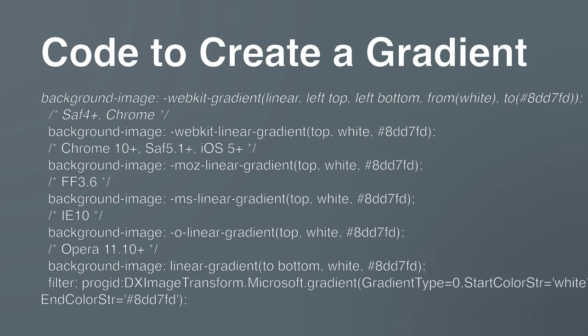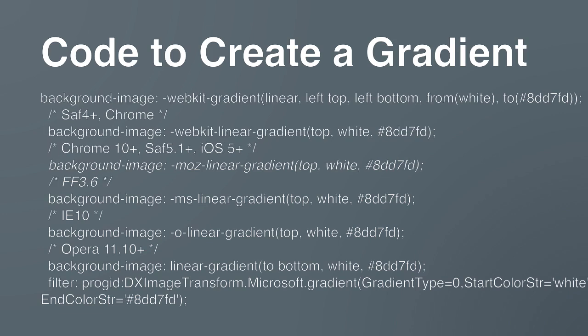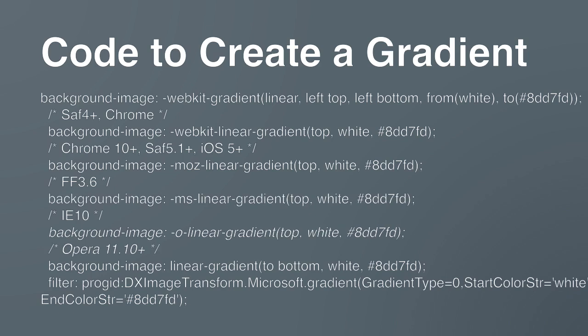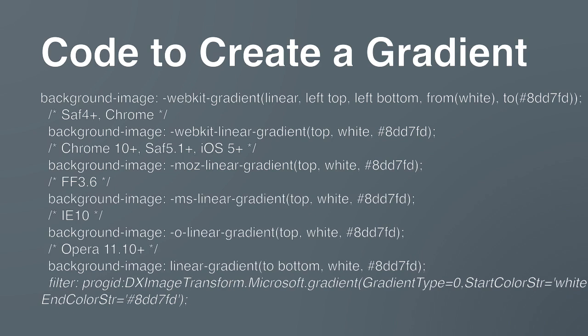There's the old WebKit way, there's the new WebKit way, there's the Mozilla way, the Microsoft way, the Opera way, the default modern way, the old crazy Microsoft way. So that's a lot of code to write. And at the end of the day, all of those lines of code are achieving the exact same thing. They're fading from one color to another. So wouldn't it be nice if there was some sort of tool or function that could receive the two colors and then output all of those lines of code automatically? Well, we can create that tool using SASS mix-ins.